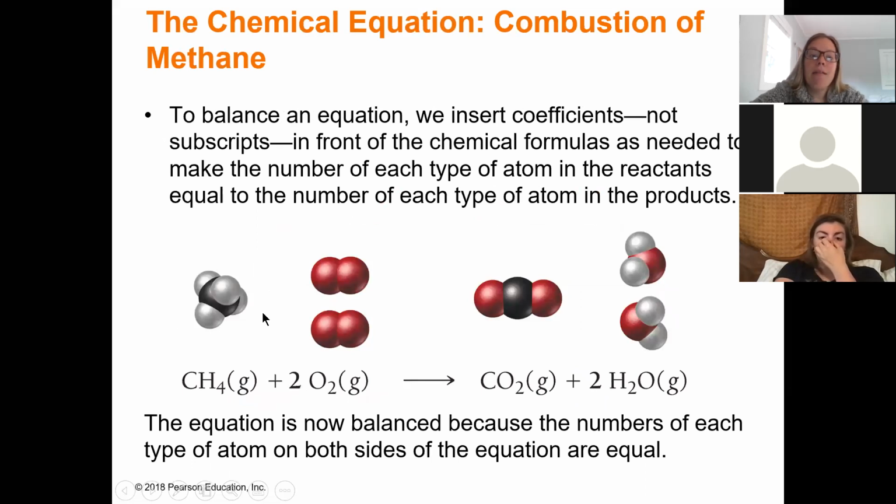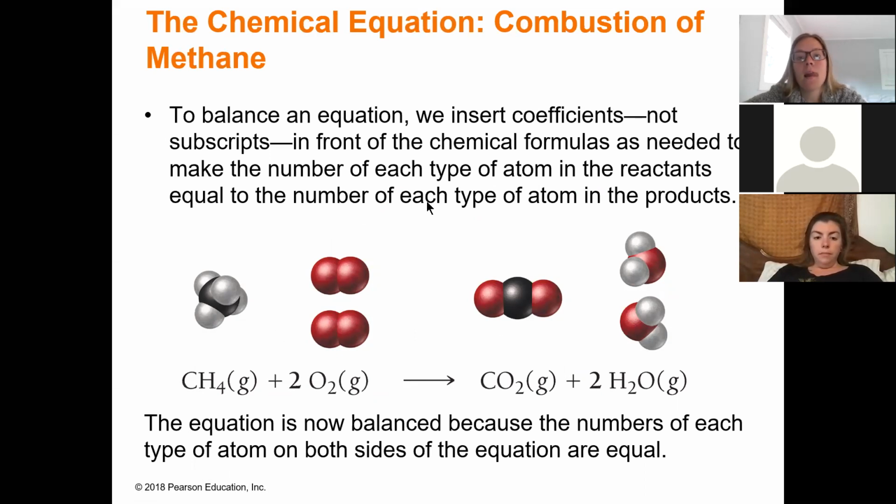When I balance this, what I could say is that for every 1 methane, I'm going to take 2 oxygens. I put a 2 in front of the O2. I'm going to take 2 of these diatomic molecules and it will yield 1 CO2 and 2 waters. Now that will balance out the number of oxygens. Here I have 4 oxygens. Here I have 1, 2, 3, 4 oxygens. Here I've got 4 hydrogens. Here I now have 4 hydrogens. I have 1 carbon and 1 carbon. So those are all balanced.